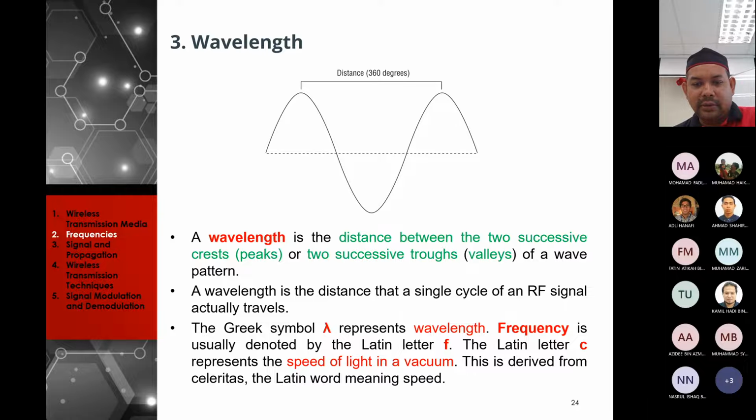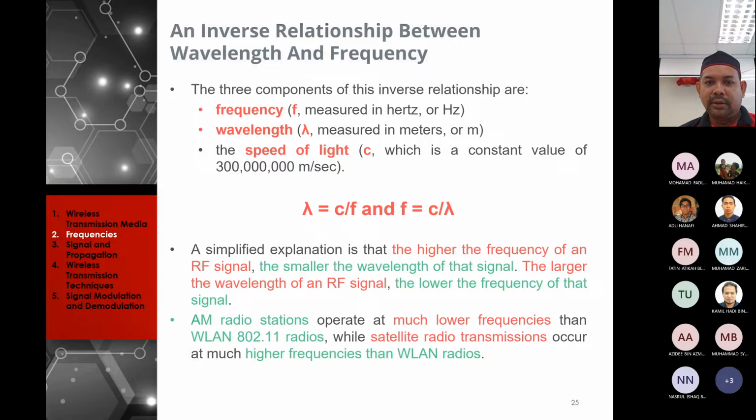This is derived from celeritas, the Latin word meaning speed. Math and physics have their own language. Then there is the equation: lambda equals C divided by F, the speed of light divided by the frequency. Or F equals the speed of light divided by lambda. Okay.